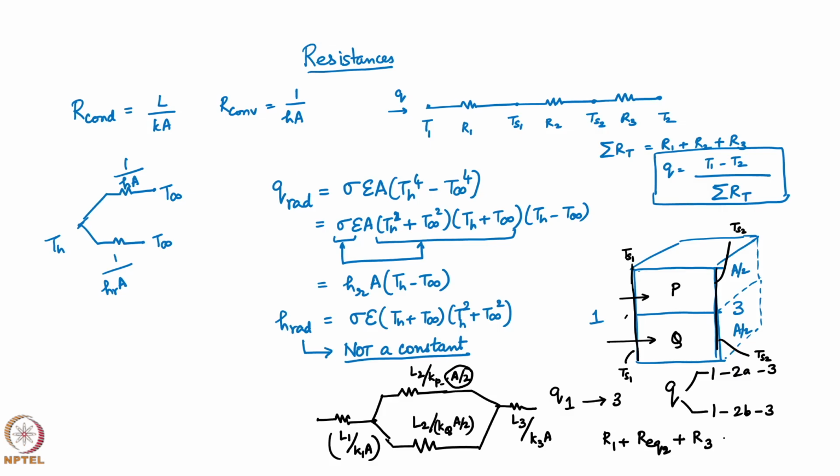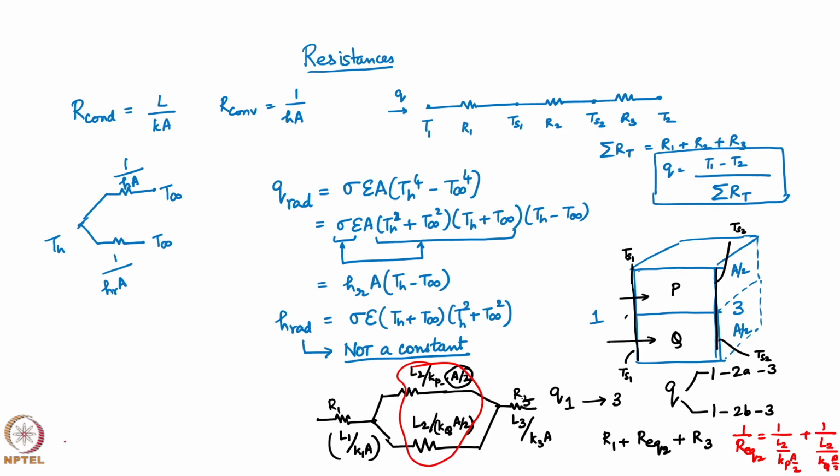R1 plus R equivalent of 2, this is R1, this is R2, I mean R3, and what you will see here is R equivalent is these two in parallel. So, parallel of this would be 1 over R equivalent 2 is 1 over L2 by Kp A by 2 plus 1 over L2 by Kq A by 2. I will put it in the next slide.